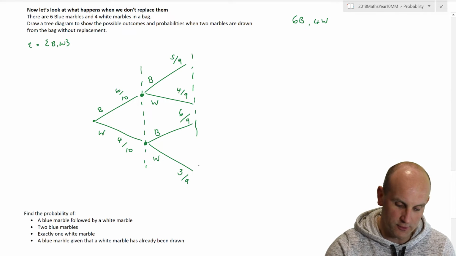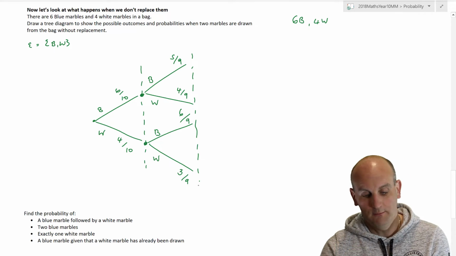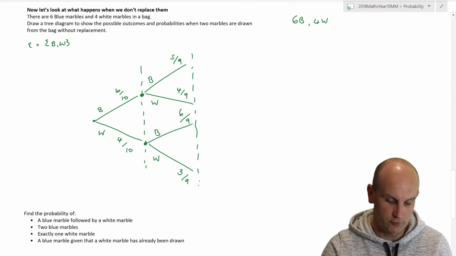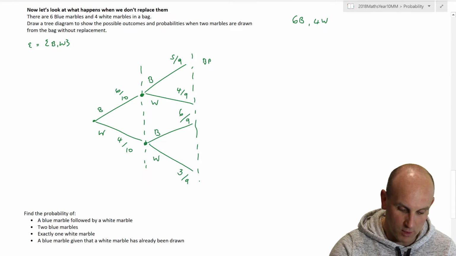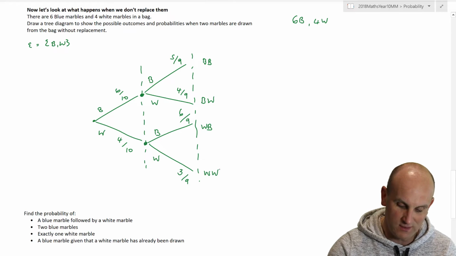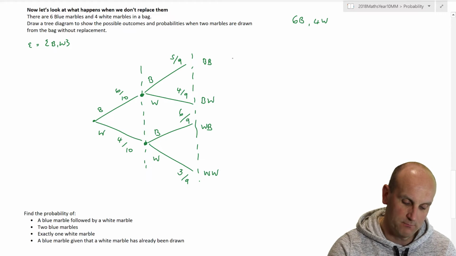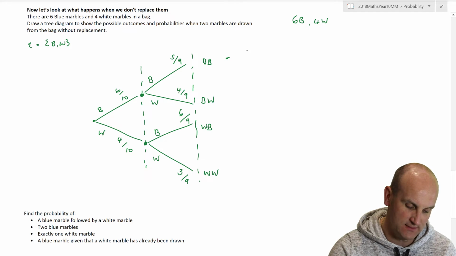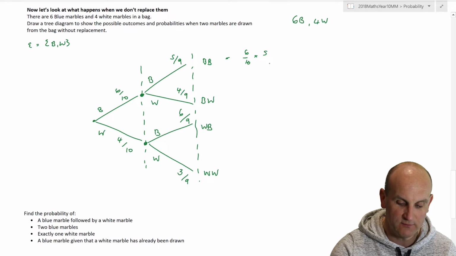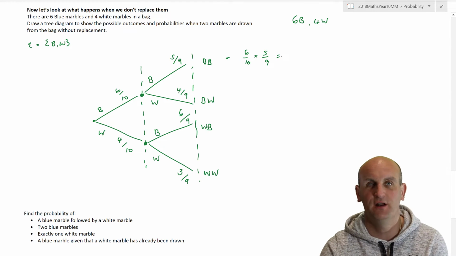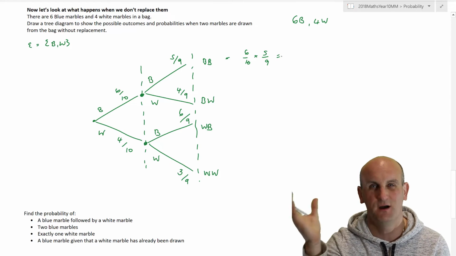So here we go. Dot, dot, dot, dot, dot, dot. I'm not going to do any more because it said only 2 marbles are drawn. I'm now going to say, well, I've got blue, blue, blue, white, white, blue, and white, white. Blue followed by blue is going to be 6 on 10 times 5 on 9. Now, obviously, we're not going to get divided by 100 in this situation because we took one of those marbles out.